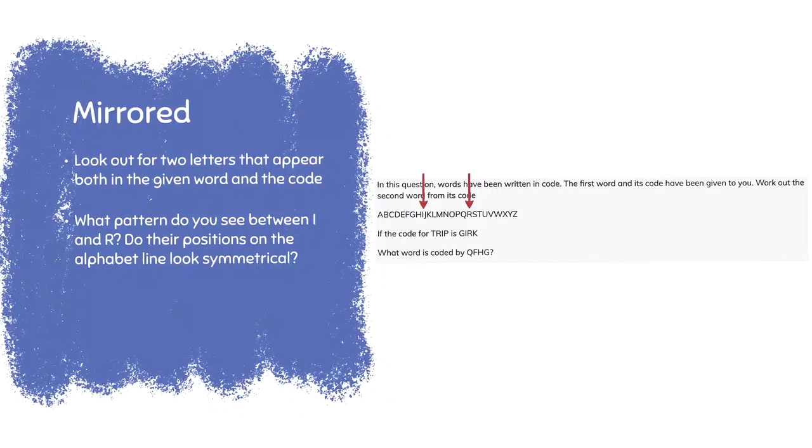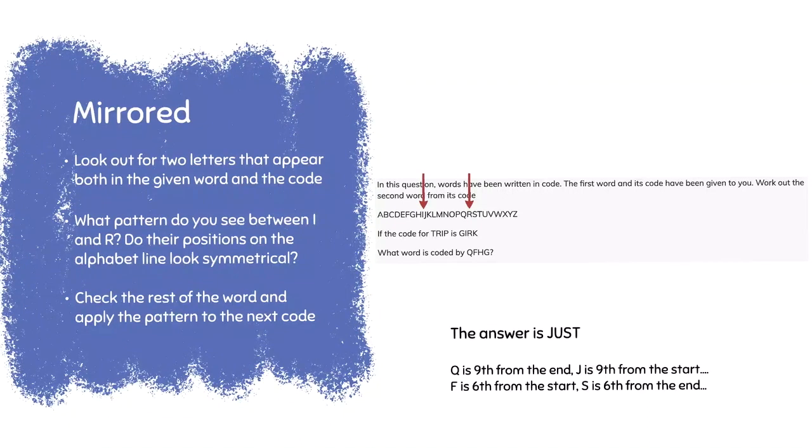Check through the rest of the letters in trip and see if they correspond. You'll find that T matches with G and that P matches with K. So now you move on to your code word that you were asked to decode. Apply the same pattern. Here we see the answer must be just. Q is the 9th letter from the end of the alphabet, while J is the 9th letter from the start. F is 6th from the start, and that corresponds with S, which is 6th from the end.